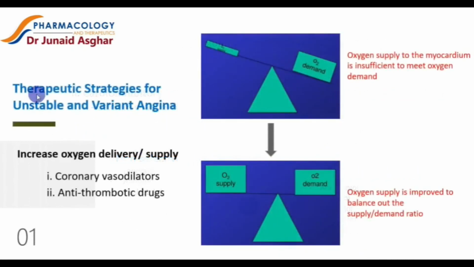Now we shall have a look at the therapeutic strategies for unstable and variant angina. Here, as you can see, there is very little oxygen supply and more and more oxygen demand. The oxygen supply to the myocardium is insufficient to meet the oxygen demand. So here, the oxygen supply is improved to balance out the supply-demand ratio. The drugs included in this category are coronary vasodilators and antithrombotic drugs. Now let's see them one by one.